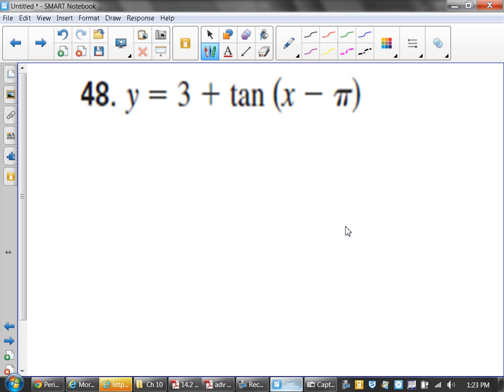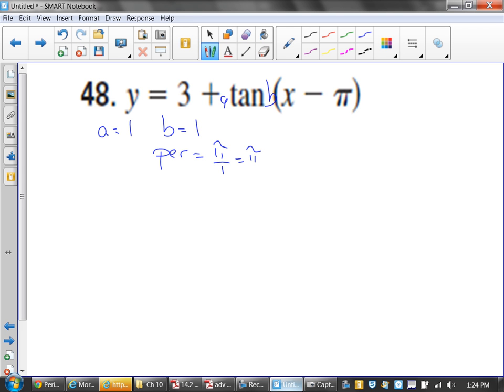So I have 3 plus tangent times quantity x minus pi. This gives me an a value of 1, a b value of 1, an h value of pi, and a k value of 3. Yes, sir? Where would the B go? I'll show you. Your period, the b value doesn't really get you anything except for dividing pi by it. It's a tangent b. Everything else is the same.